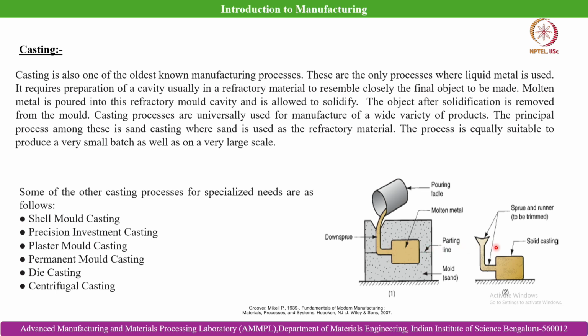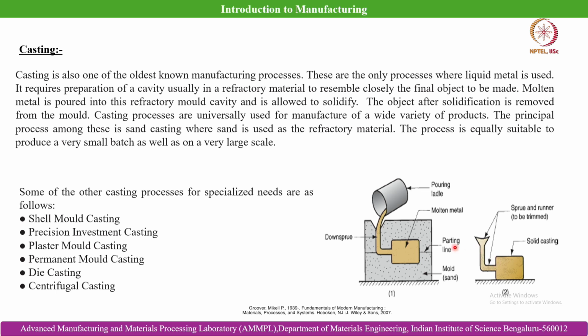You can see this is the cast part after taking it out of the mold. This is the solid casting, and this is the sprue, which needs to be trimmed. This operation of taking the gating geometry out after we cast the metal piece is basically called the fettling operation.